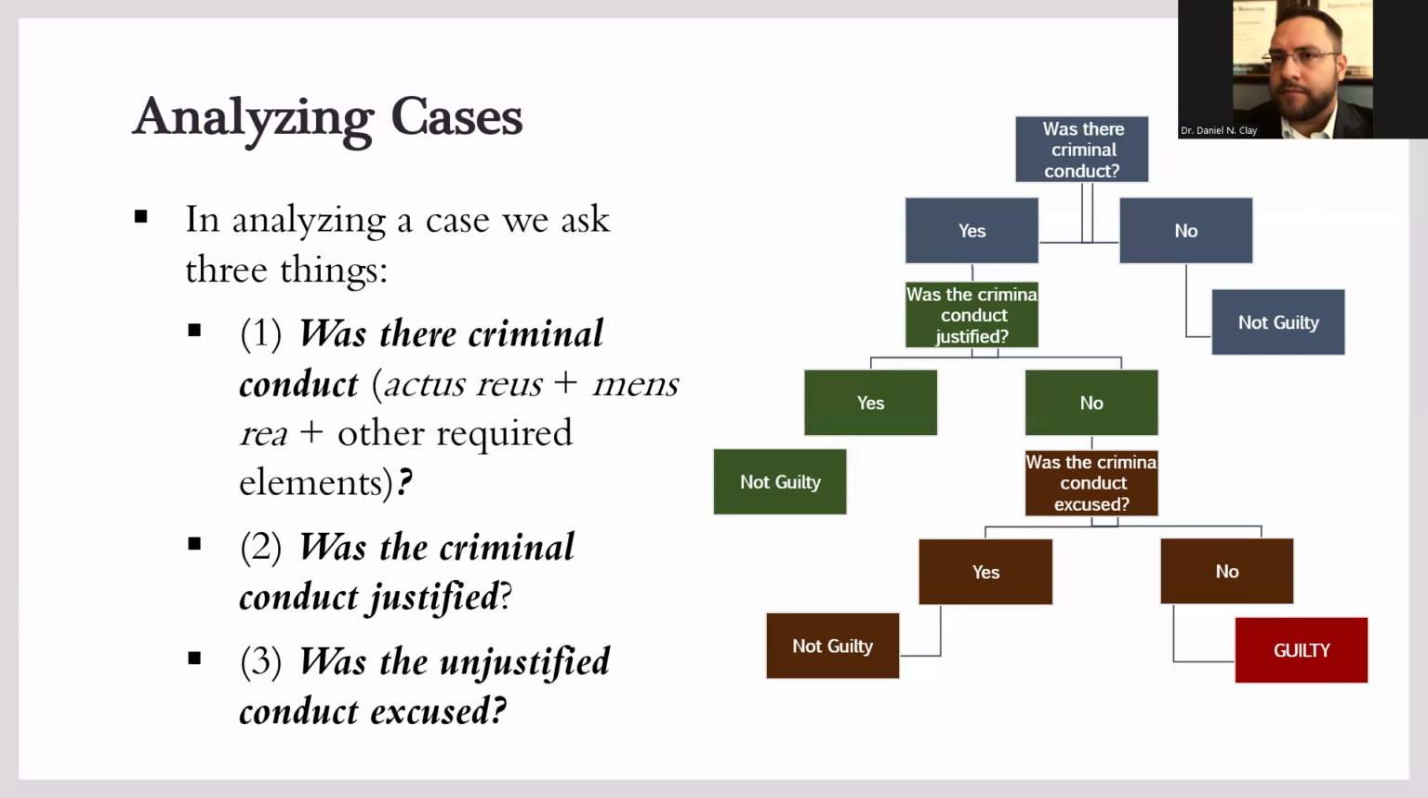So you'll see that when we analyze a case, there's actually three ways for a person to be found not guilty. But a person is only found guilty once we go through every single step. So we've already done here what's on the screen in blue. We will now move today to what is green, and then we'll move to what is this brownish color.